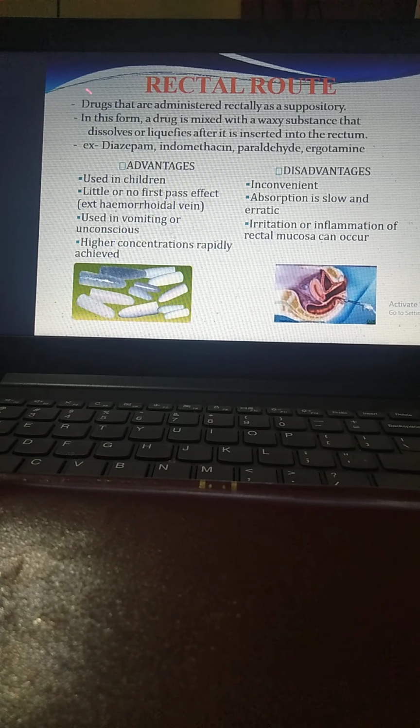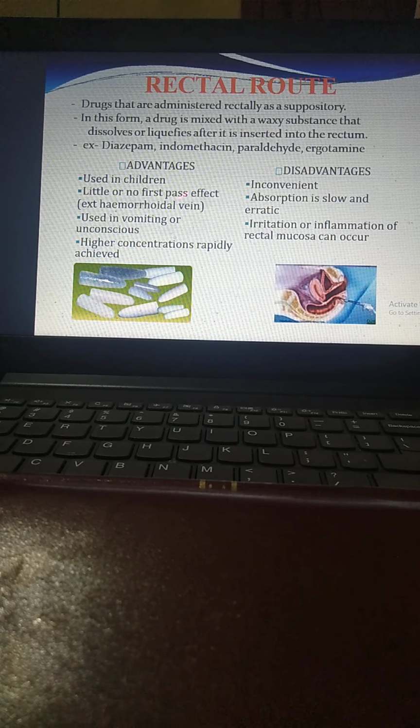Now, the rectal route: drugs that are administered rectally as a suppository. In this form, a drug is mixed with a waxy substance that dissolves or liquefies after it is inserted in the rectum. Examples are diazepam, indomethacin, paraldehyde, ergotamine. These are drugs which are also given through the oral route. With the rectum there is no first pass effect, but if you give it in the deep rectum, yes, there is.